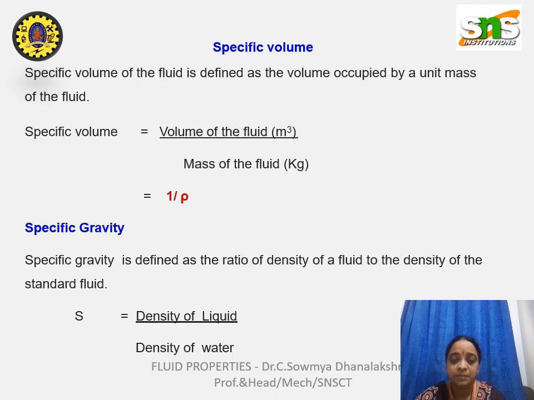The third property is specific volume. Specific volume is the reciprocal of density. That is the volume occupied by a unit mass of the fluid. So volume by mass of the fluid is the specific volume.